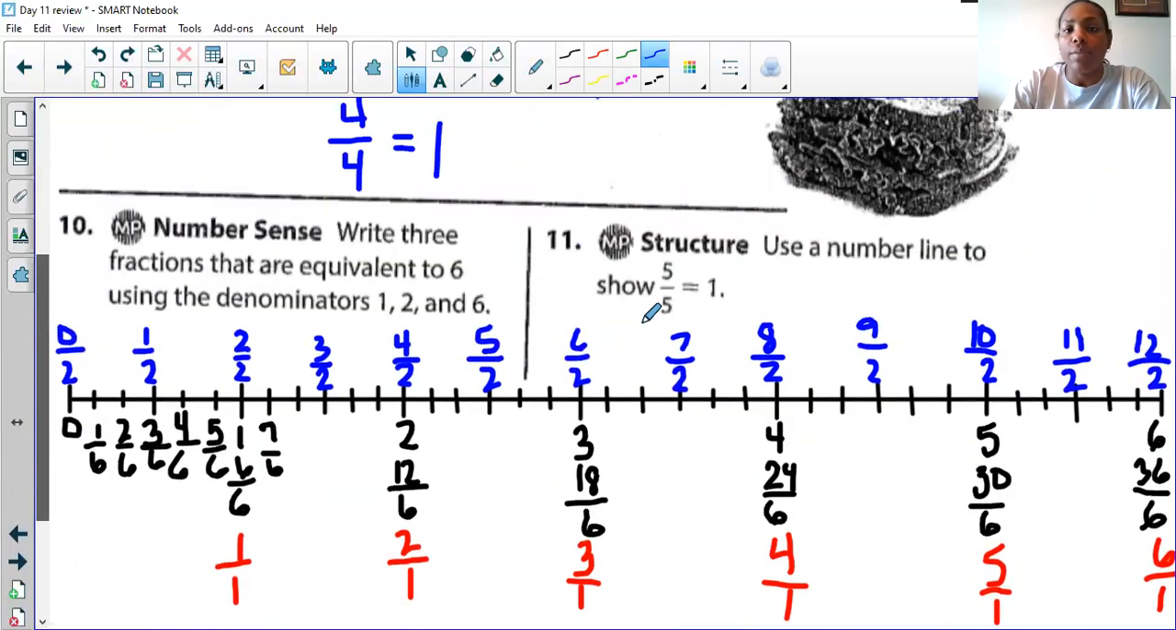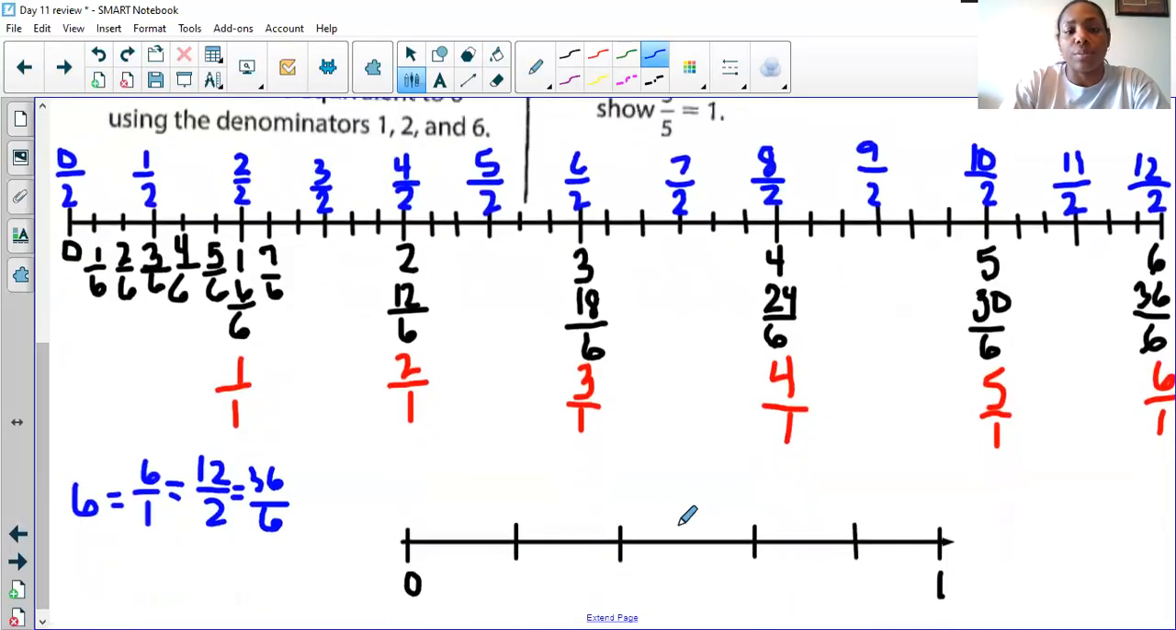Now, question number 11 is asking, use a number line to show 5 over 5 equals 1. Now, I've already pre-drawn mine out. So here's 0 and here's 1. So at this time, I want you to go ahead and pause the video, copy down my number line, and then represent 5/5 on that number line. I'll be here when you get right back.